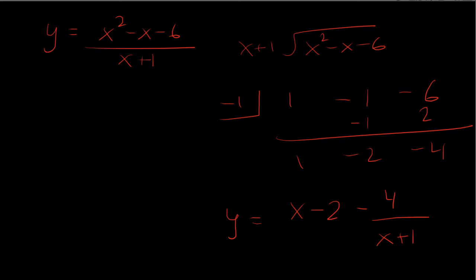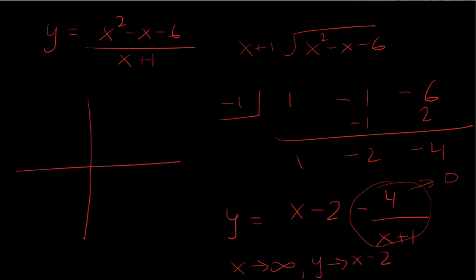Now the reason we get an oblique asymptote is because as x approaches infinity, negative 4 over x plus 1 is going to go to 0, because negative 4 over a huge number is basically 0. So as x approaches infinity, my graph is going to approach x minus 2. So that's going to be my asymptote, and I'm going to put it as dotted, because that's how we represent asymptotes. There's a vertical asymptote when x is equal to negative 1.